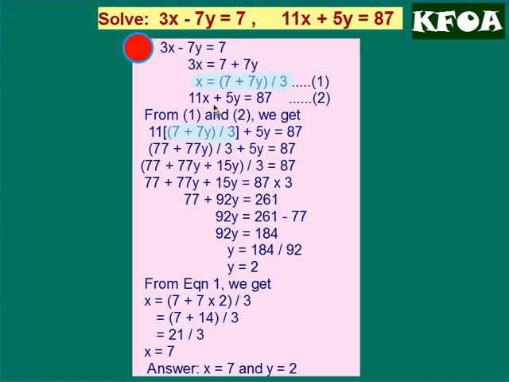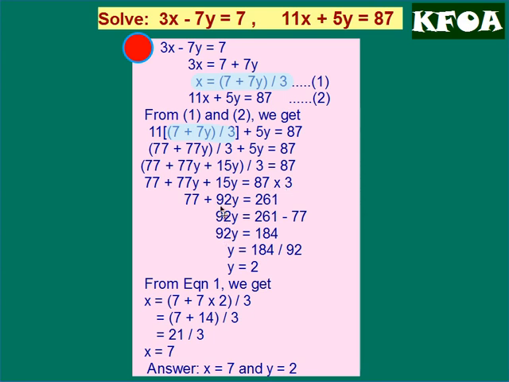So equation 2 is 11x plus 5y is 87. So substitute in this. When you say 11x, instead of x I am writing (7 plus 7y) upon 3. When you multiply by 11, it becomes (77 plus 77y) upon 3. Now you can multiply both sides by 3. So you will get 77 plus 77y plus 15y is equal to 87 into 3.